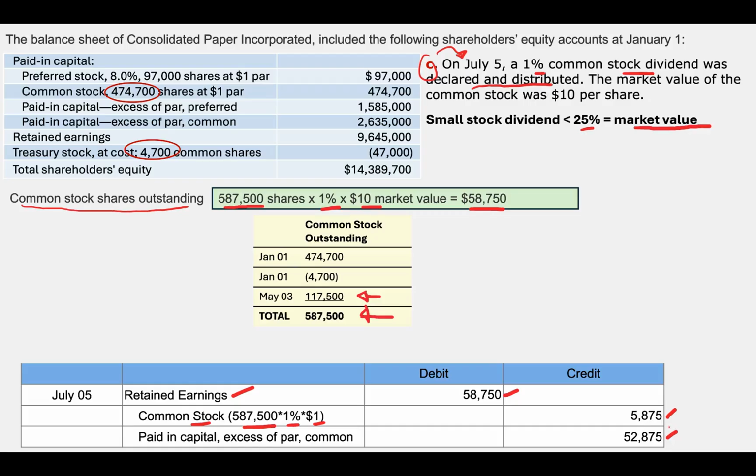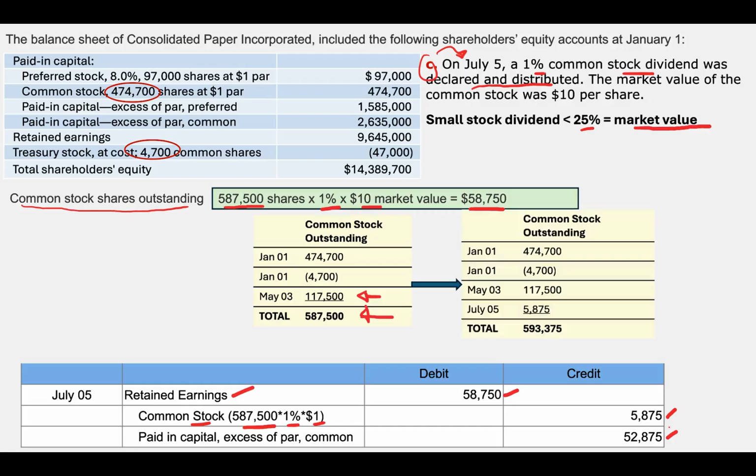Let's see how many common stock shares outstanding we have now. So now we've added this layer for July 5th, the issuance of a 1% stock dividend, and we had 587,500 shares before, times 1% means we're going to issue another 5,875 shares. So we increased our common stock outstanding by that amount, and now we have a new total of 593,375 shares.